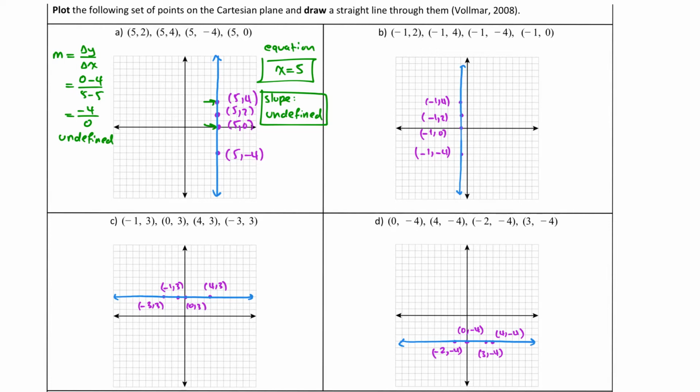Finally, the last few things that we recognize. One is that the x-intercept has the same value as the constant in our equation. So here, the x-intercept is at (5, 0). And we can also see that this vertical line is parallel to our y-axis and is perpendicular to our x-axis.